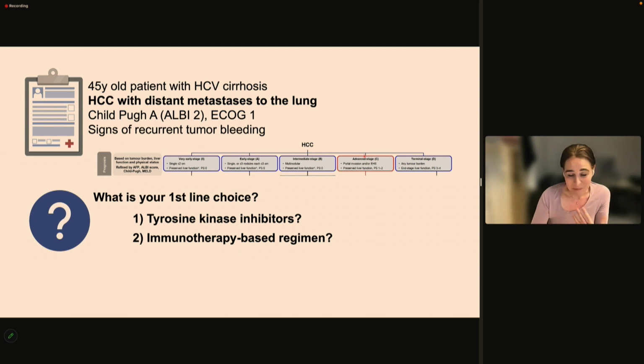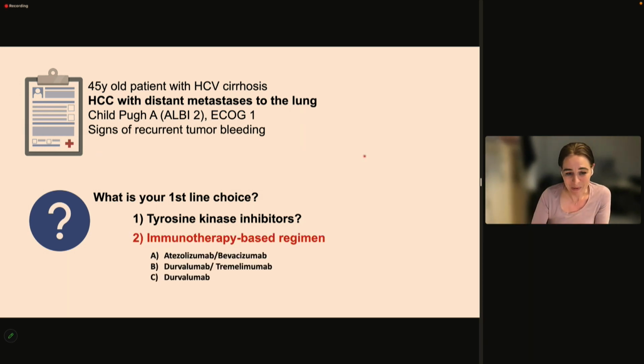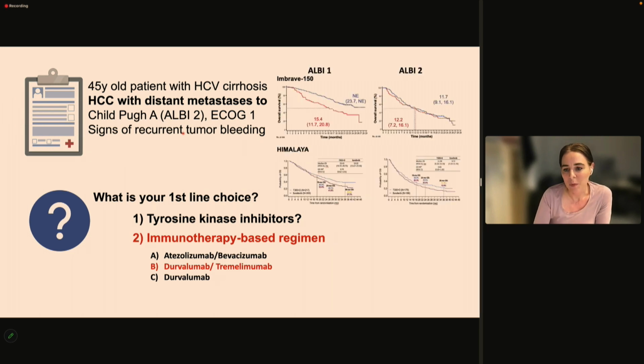Since I'm not there, I'm going to discuss it by myself, but just try to make up your own mind about this question. My first choice would actually be the immunotherapy-based regimen in this scenario, because I think I've shown you that we have good quality of life data, and we've actually seen superiority in phase 3 trials in comparison to sorafenib. And in this special case, because of this hint, the signs of recurrent tumor bleeding, I would not go with atezo-bev, but this would be an indication for me to choose the durvalumab and tremelimumab option.